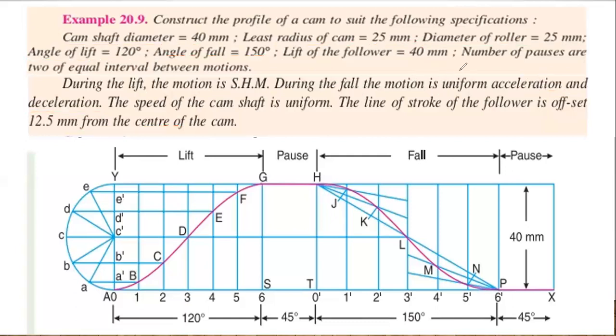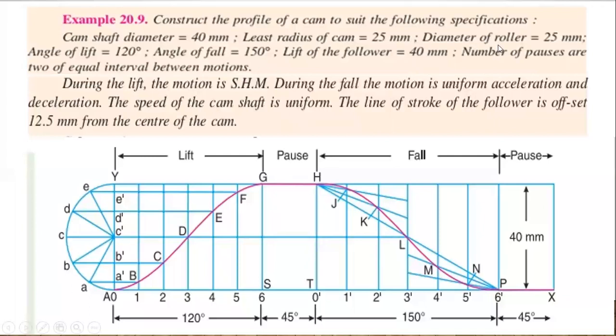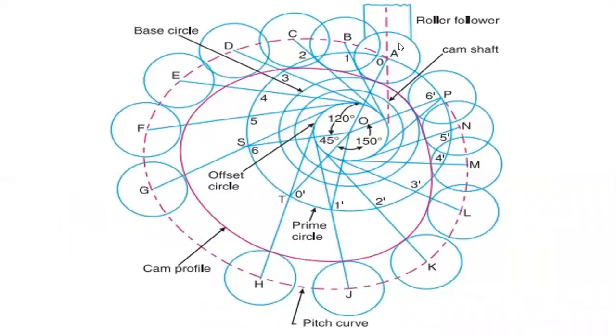Then you have to draw the profile of the cam by using the displacement diagram. They have given the roller follower, so you have to draw the roller first. They have given the diameter of the roller as 25 mm. So the diameter of the roller is 25 mm, and the prime circle.